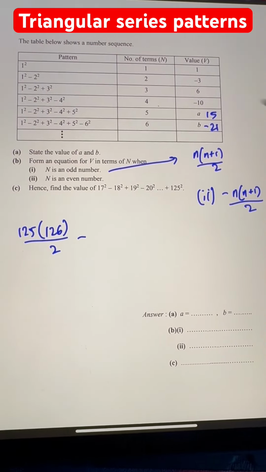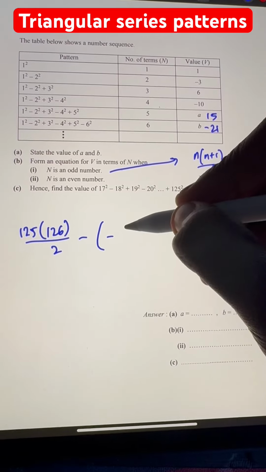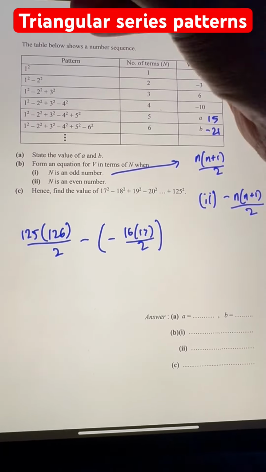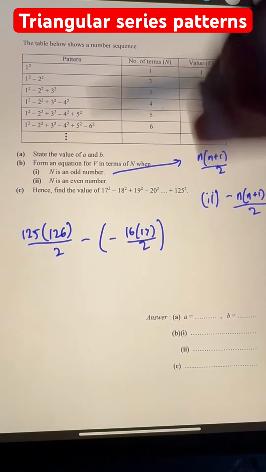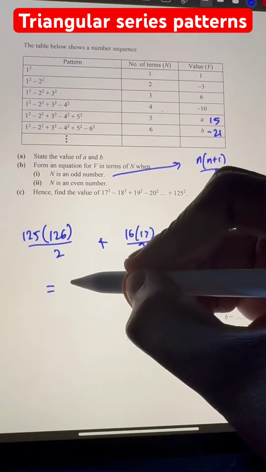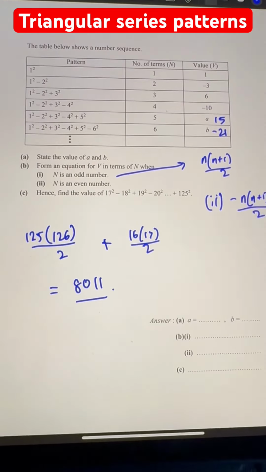So that will be minus of negative 16 times 17 by 2. So this negative and negative will become a positive. So we can erase all this. That's just plus. And this final answer will simply be 8011 when you calculate it out.